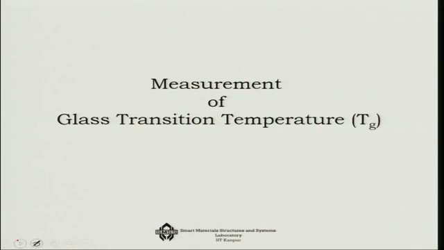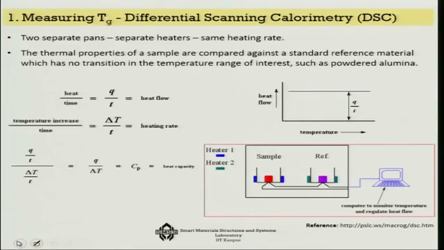Now, how do we measure the glass transition temperature? There are several methods. One of the very popular ones is known as DSC, differential scanning calorimetry. And here you need to take two different materials. One is the sample, which has a glass transition at the particular temperature where you think this is happening, and the other is the reference material, which does not have the glass transition at that particular temperature.